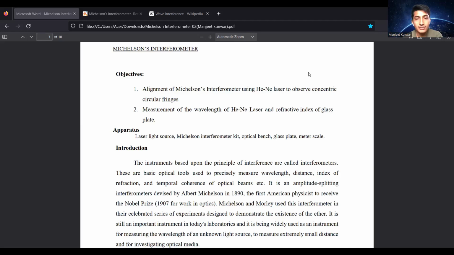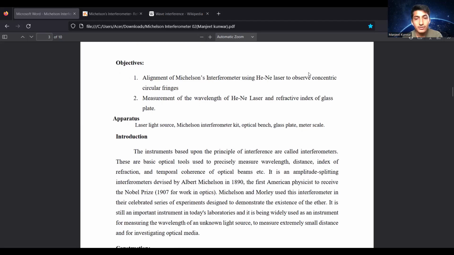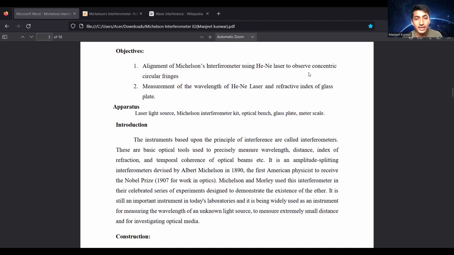Michelson and Morley used this interferometer in their celebrated series of experiments designed to demonstrate the existence of ether. It is still an important instrument in today's laboratory and is widely used for measuring the wavelength of an unknown light source, to measure extremely small distances, and for investigating optical media.